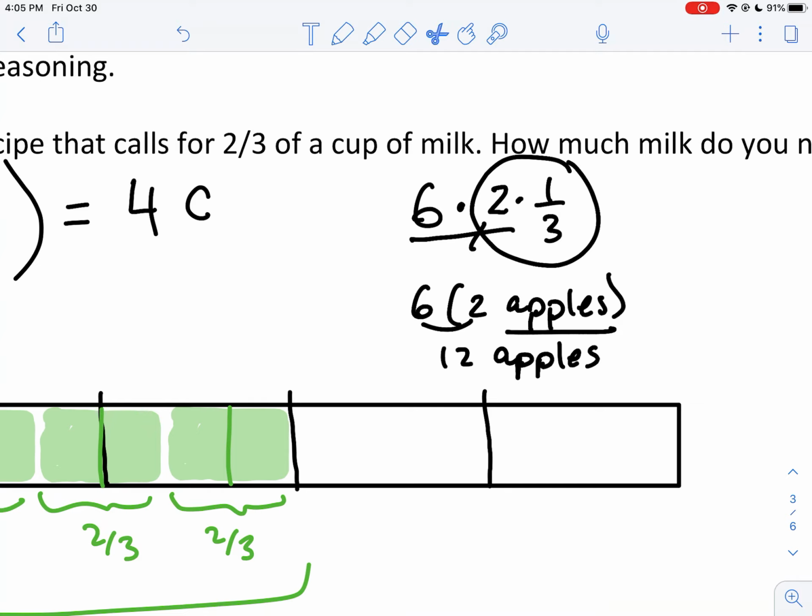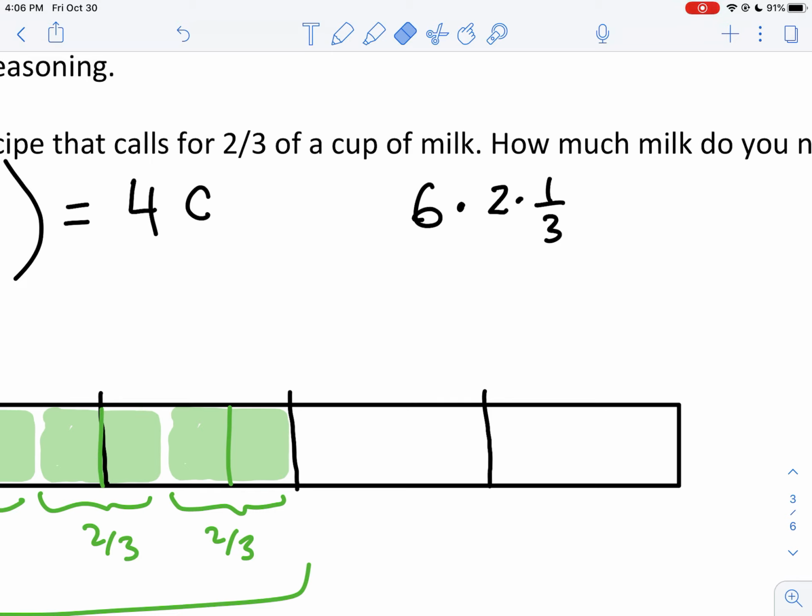Well, you can think of this 1/3 as kind of like a unit. It's kind of like putting a word there instead. If we have 2/3 and we want to do 6 copies of that, that's going to give you a total of 12/3. You just have to multiply the 6 and the 2.